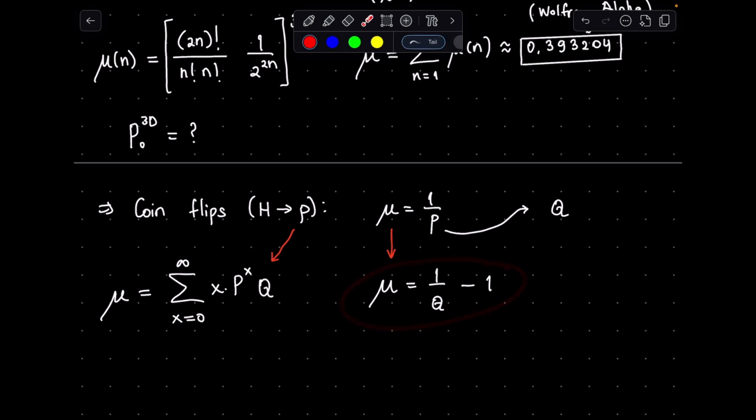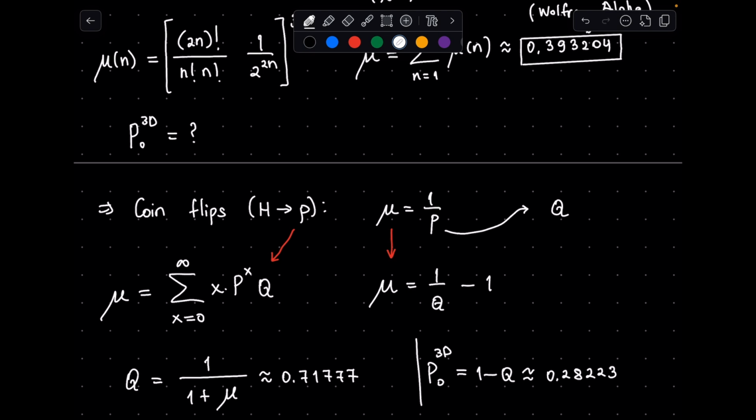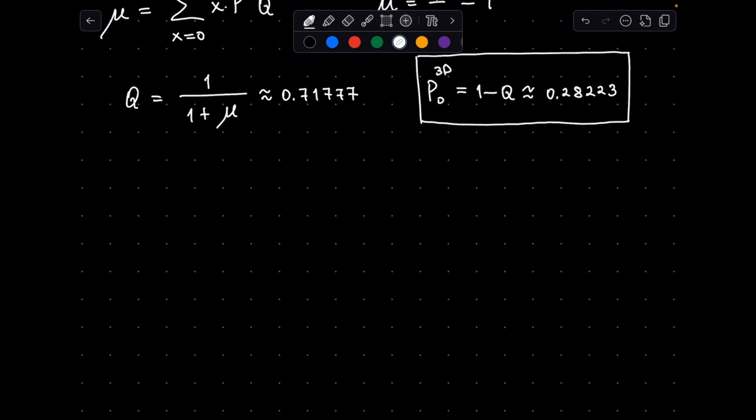From here, q is equal to 1 over 1 plus mu, which gives 0.71777. Since q was the probability of never coming back, the probability that we want is 1 minus q, which gives 0.28223. This is an interesting and perhaps unexpected result, because the probability of the walker coming back to its origin in 1 and 2-dimensional cases was 100%. But in this 3-dimensional case, the probability of coming back to its origin is close to 28%.